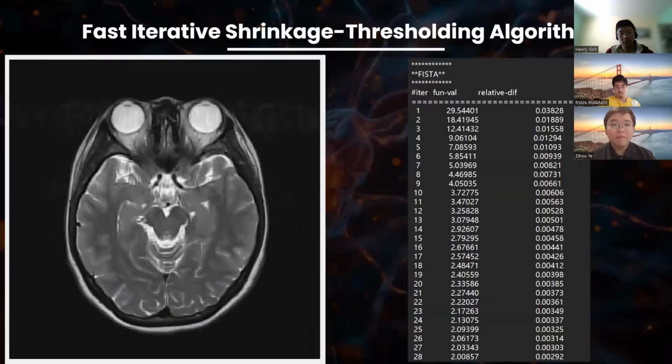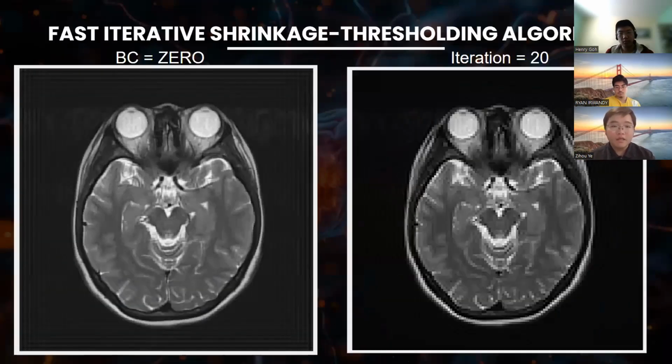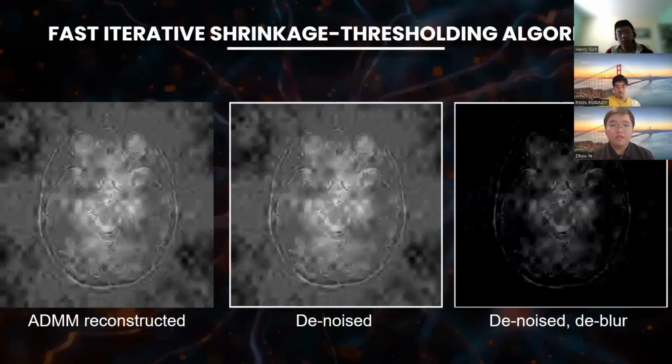Next slide, please. And this is just showing you the MATLAB code, where you can see the relative differences between each iteration on the right-hand side. Next slide, please. And on the left-hand side, instead of using a back calculation, with the algorithm equal to periodic, I use a zero back construction, and you see it really alters the reconstructed image. And on the right-hand side is where I use a really low iteration number, which equals 20, and you can see the resolution is really off. Next slide, please.